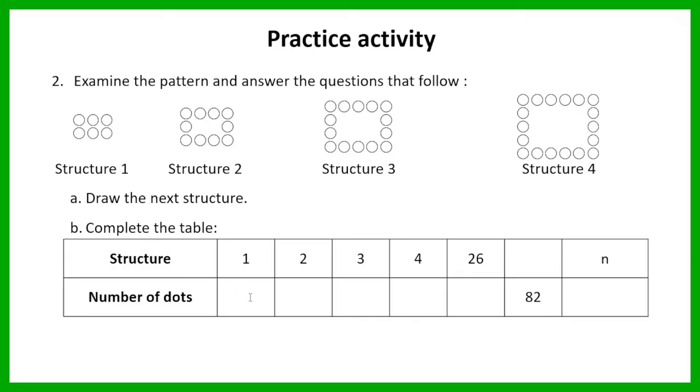Then, to fill in the table, the first structure has six dots. The second structure has 10 dots. The third structure has 14 dots. And the fourth structure has 18 dots. Okay, so that's what we should have got from the structures that you can actually see over there. Now let's go and see if we can work out what the rule is, and then we'll come back to these two after that. Okay, so let's go and have a look at the rule.